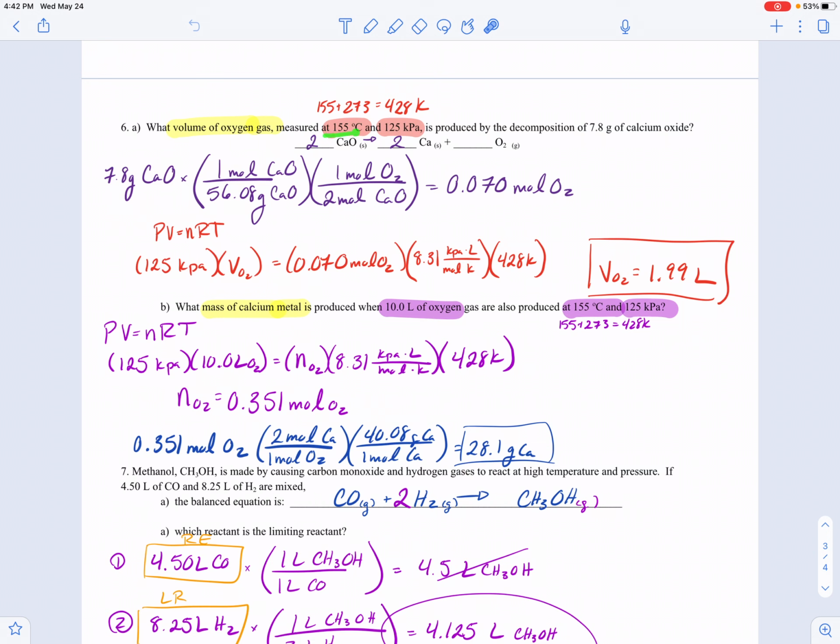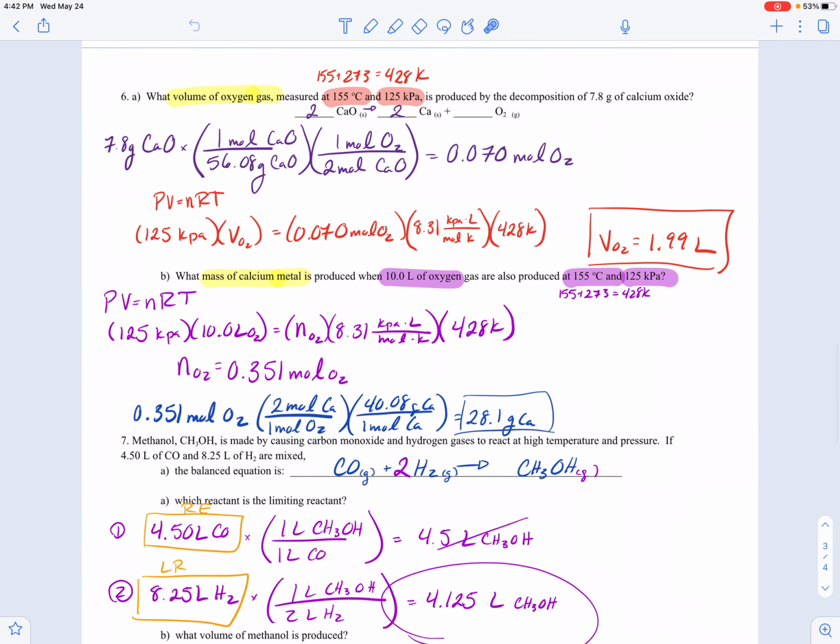So I went ahead and I calculated my temperature in Kelvin, because your temperature for your gases always needs to be in Kelvin, and kPa is just fine. The next thing I did was I balanced my chemical equation, and then I started with my 7.8 grams of calcium oxide. So 1 mole of calcium oxide weighs 56.08 grams. And then I want to get into oxygen gas because that's what your question is asking about. So I also know that every 2 moles of calcium oxide is going to produce 1 mole of oxygen gas.